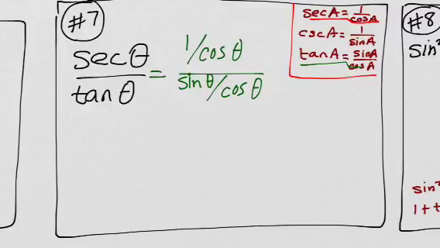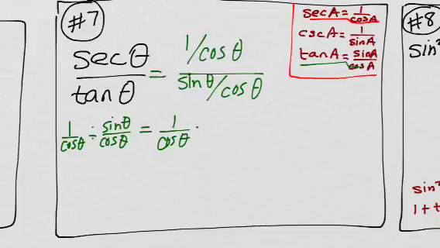And we can see that that is really just two fractions being divided. That's 1 over the cosine of theta divided by the sine of theta over the cosine of theta. So we don't necessarily need to write that down to recognize that. We would be wise to write down what that equals, which is a multiplication problem, 1 over the cosine of theta times the reciprocal of the tangent, which is the cosine of theta over the sine of theta.